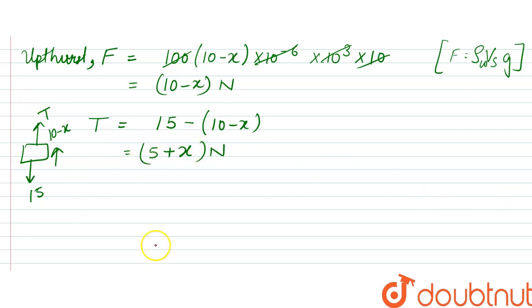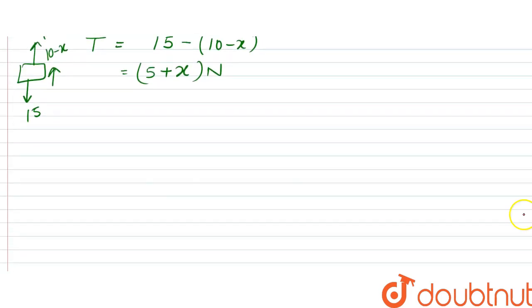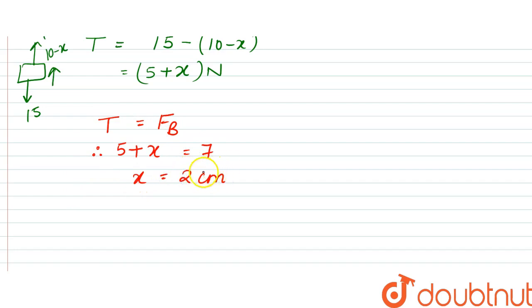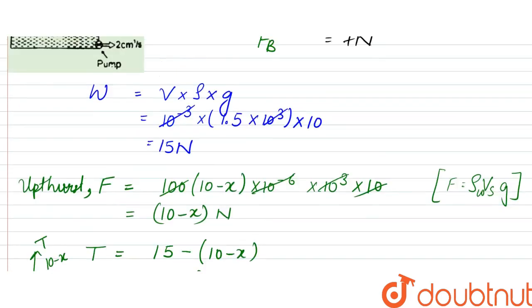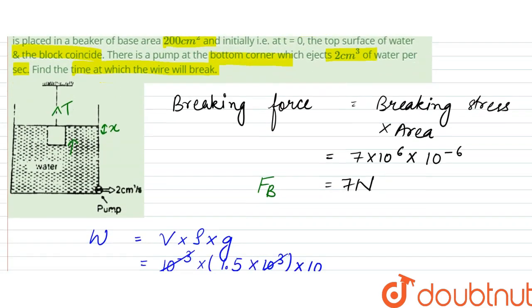Now, what we can say from here is that when tension equals the breaking force, the wire will break. So therefore, we can write 5 plus x should be equal to 7. So x is equal to 2 centimeters. At that time we would have the breaking of the wire.